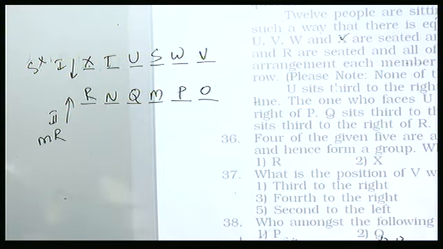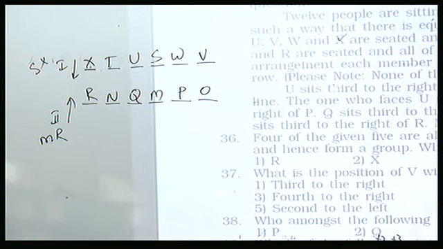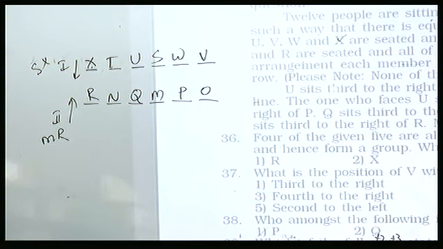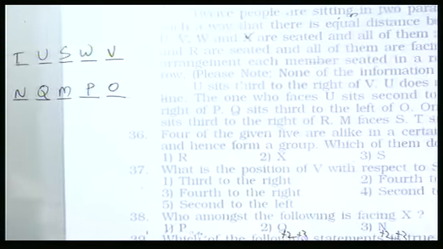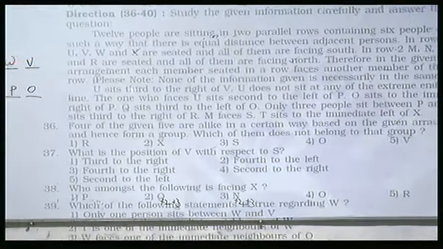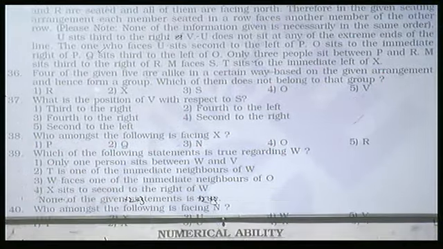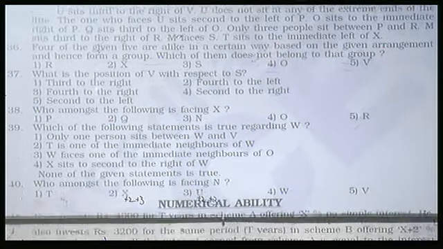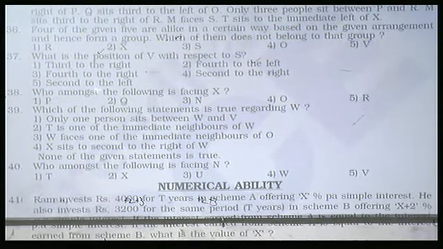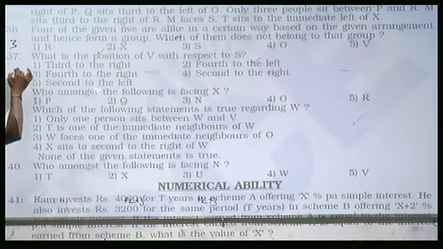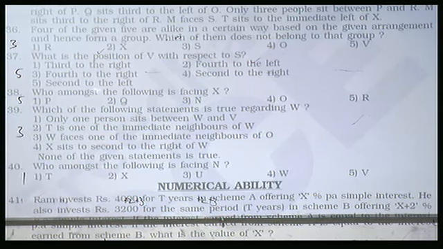Clear? Then, question number 36 to 40. What are the choices? 3, 5, 5, 3, 1 are the choices. After going to your home, please check out the questions once again.